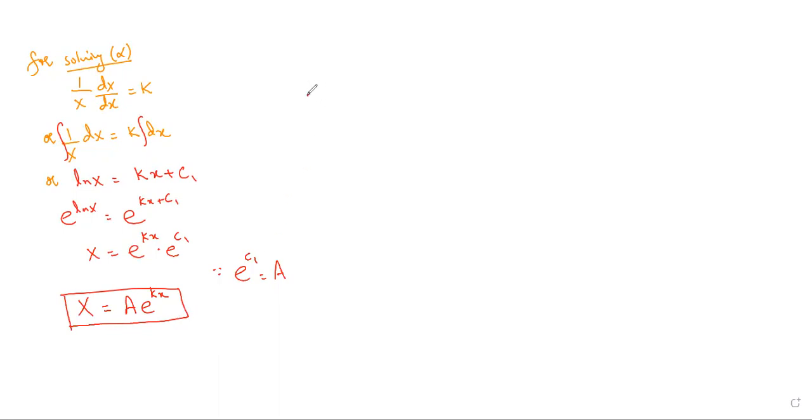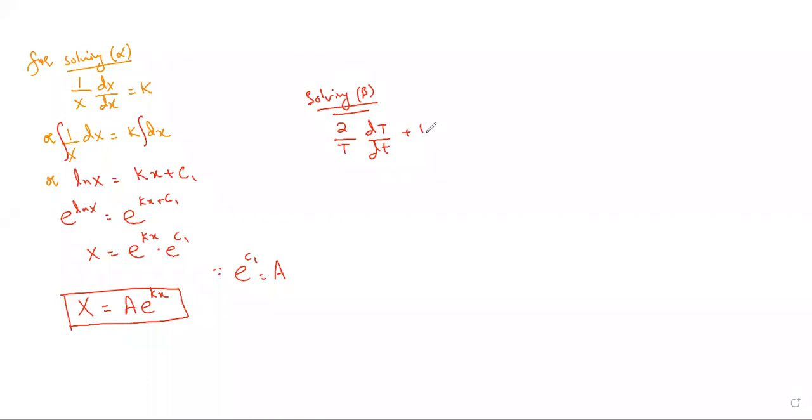Similarly, solving equation beta. The equation beta was 2 divided by capital T into dT divided by dt plus 1. Sorry, this was plus 1.